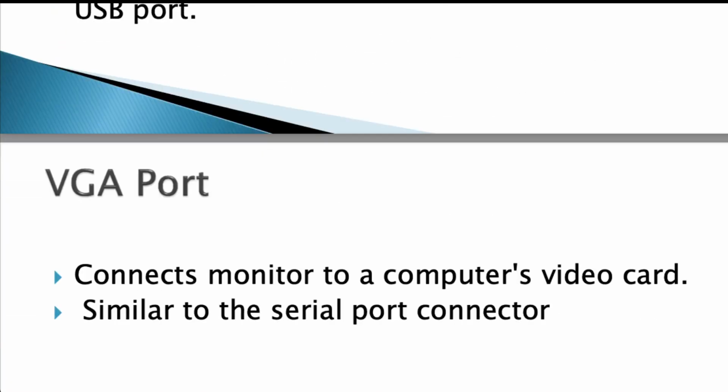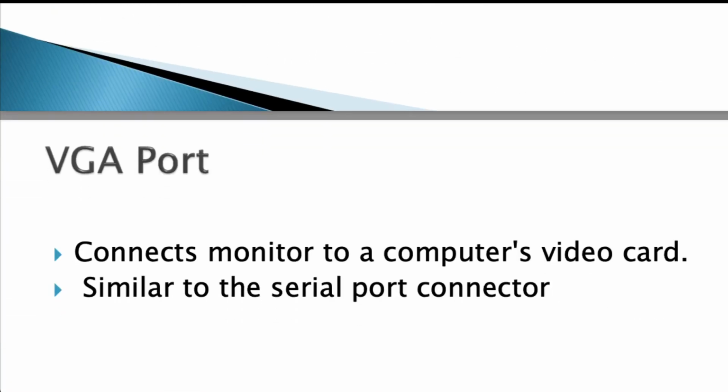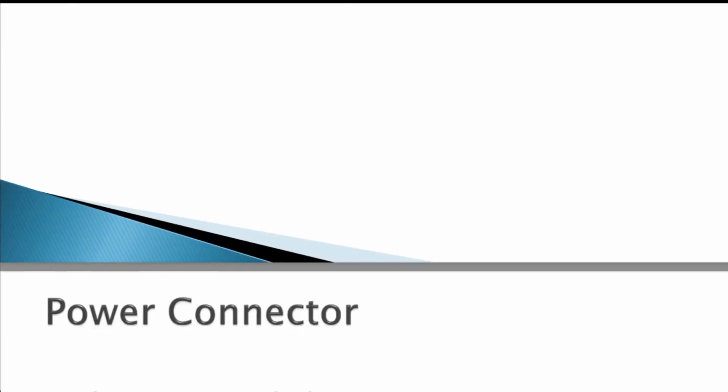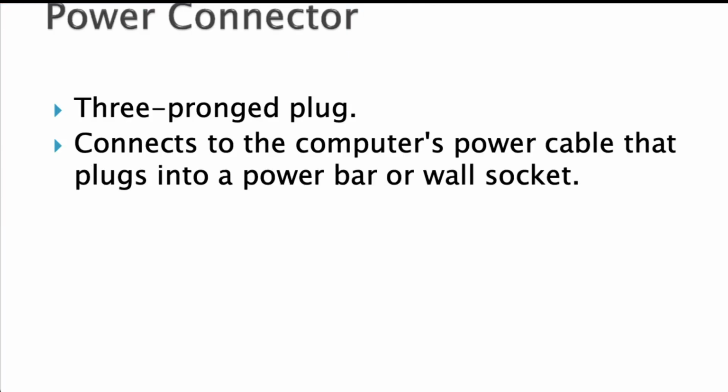Then you have the VGA port. The VGA port connects the monitor to a computer's video card, almost similar to a serial port connector. Then you have power connectors, very much common. It's a 3-pronged plug, where it will connect the computer's power cable that plugs into a power bar or a wall socket. There are 3 things, a 3-pronged plug.